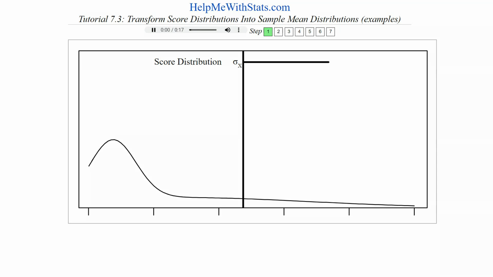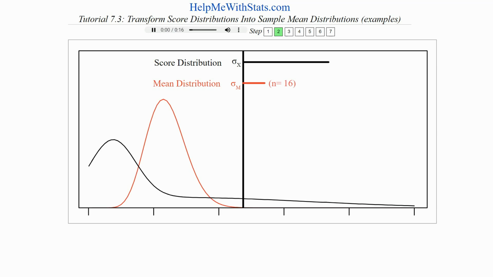Examples. Here we have a distribution of how much time users spend on Facebook on average per day. As we can see, the distribution is positively skewed. Most people spend a small amount of time per day, but there are quite a few people who spend large amounts of their day on Facebook.